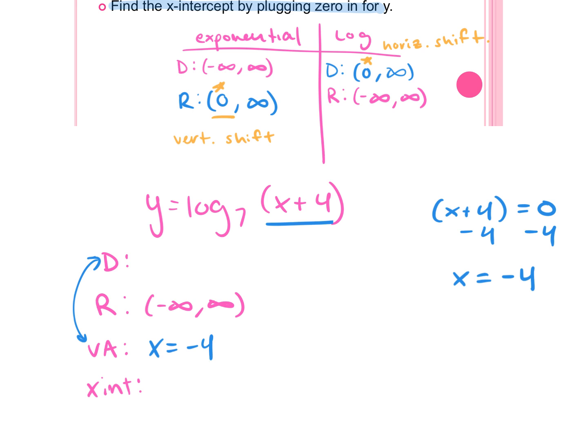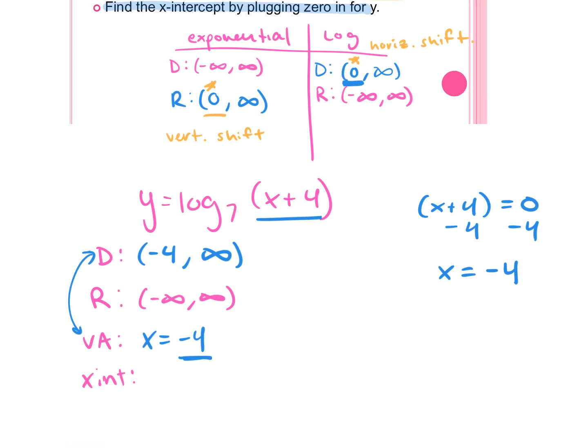What do you think our domain is going to be? X cannot equal negative 4. It would be from negative 4 to infinity. So whatever our value is in our vertical asymptote, that's going to be the number in our domain. How do we find the x-intercept? Plug in 0 into the y. So we have 0 equals log base 7 of x plus 4.